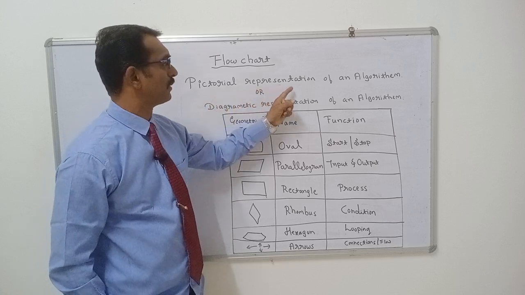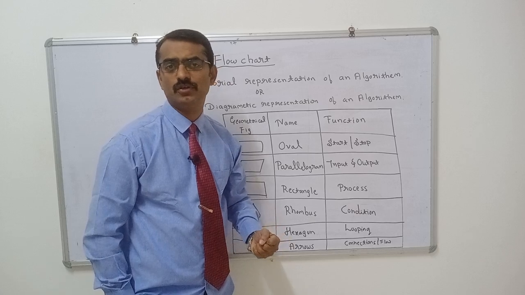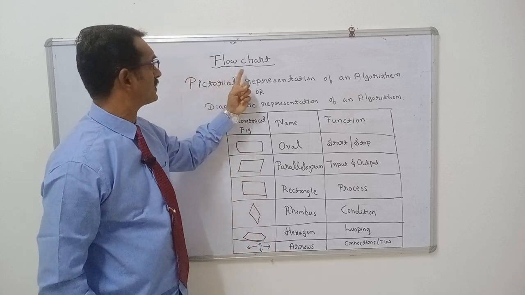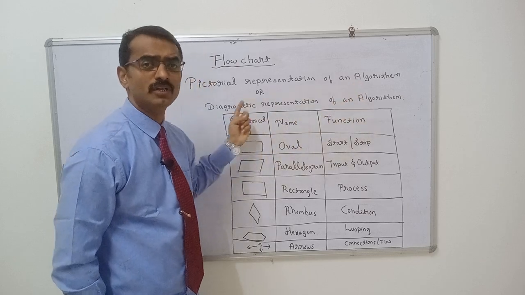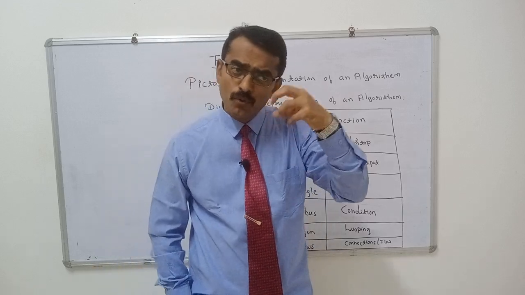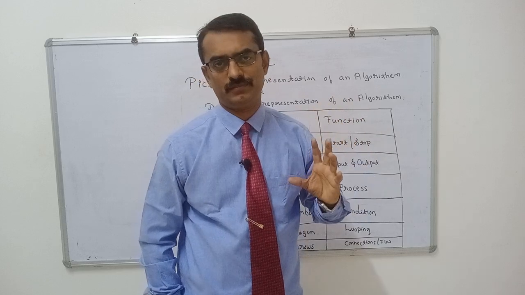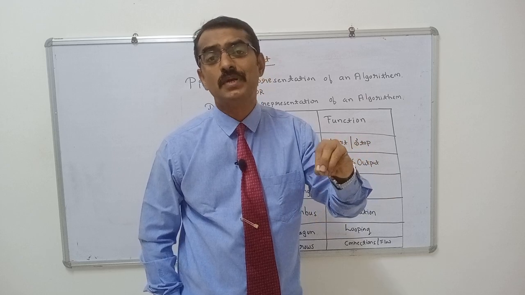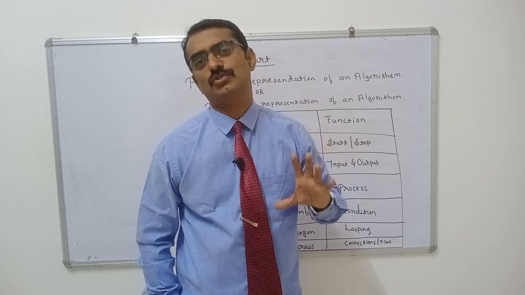It is a pictorial representation of an algorithm. Now see this. If you know algorithm, then only you can understand flowchart. Because flowchart is nothing but pictorial representation of an algorithm, or we can also define it as diagrammatic representation of an algorithm. So if you represent algorithm in terms of pictures or using geometrical figures, that is known as flowchart.